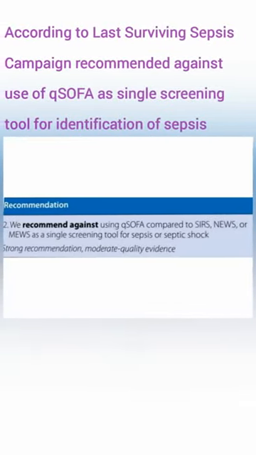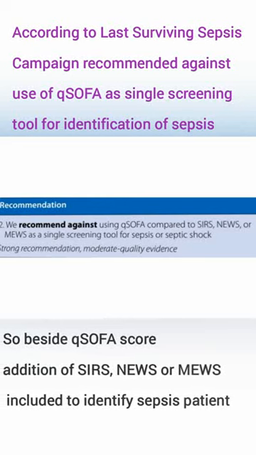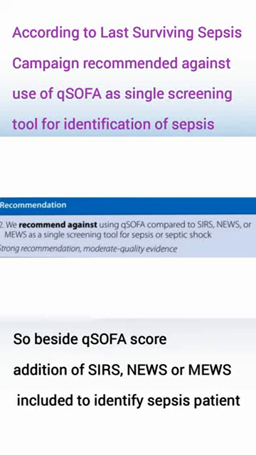According to the latest Surviving Sepsis Campaign, it recommends against the use of quick SOFA as a single screening tool for identification of sepsis. So besides the quick SOFA score, other scores such as the systemic inflammatory response syndrome score, the National Early Warning Score, and the Modified Early Warning Score are included to identify sepsis patients.